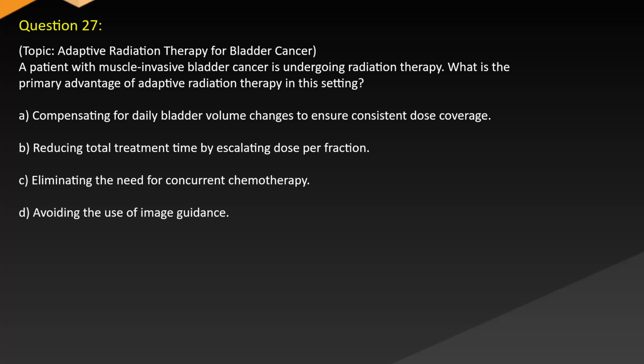Question 27. Topic: Adaptive radiation therapy for bladder cancer. A patient with muscle-invasive bladder cancer is undergoing radiation therapy. What is the primary advantage of adaptive radiation therapy in this setting? A. Compensating for daily bladder volume changes to ensure consistent dose coverage.